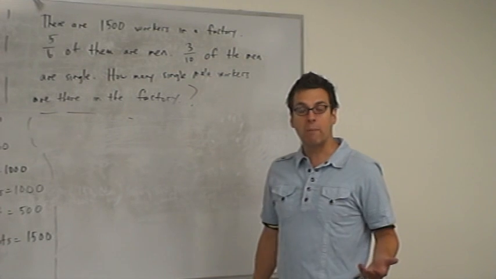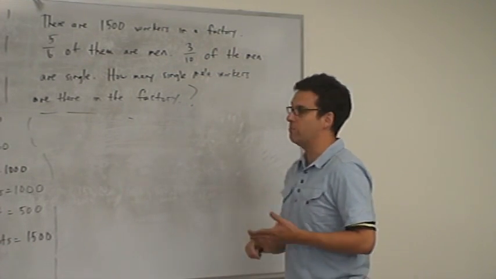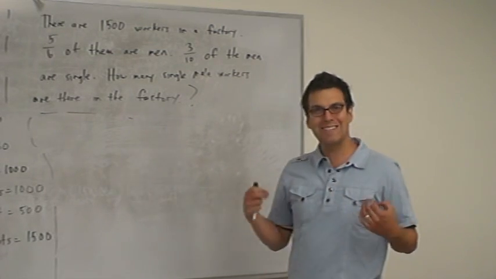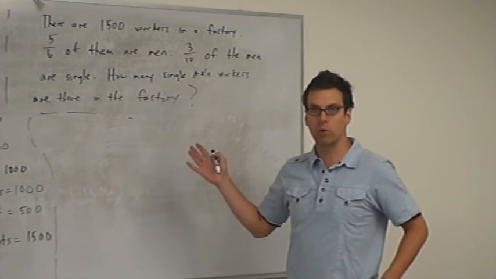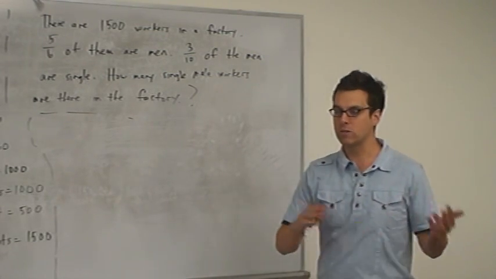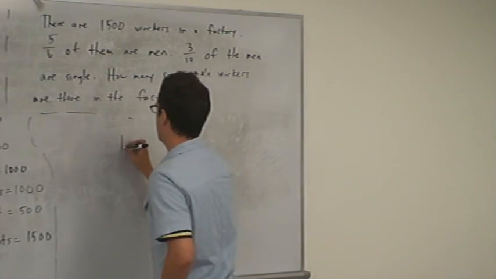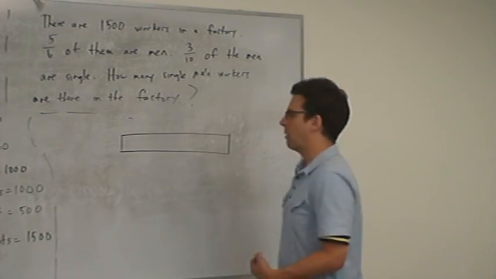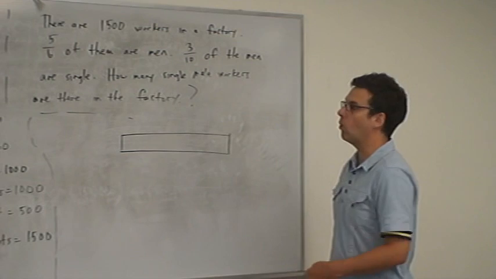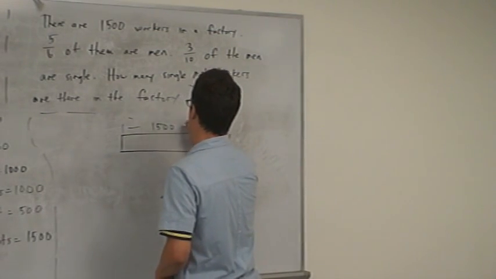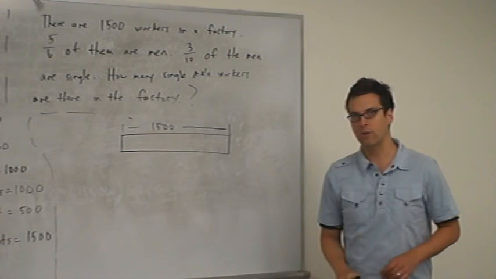This is kind of a two-step problem in that first we need to figure out the number of men before we can figure out the number of single men. If we can't see the correct arithmetic just from the words of the problem, it is our hope that a diagram will form the bridge from the words to the correct arithmetic. Again, our first step is always just to draw a bar. And the bar represents the whole, and in this case the whole is the 1,500 workers that are at the factory. So we label the entire bar 1,500.